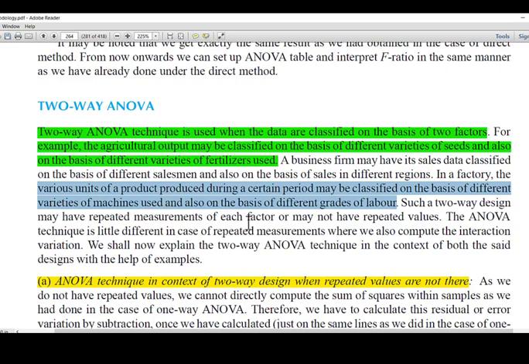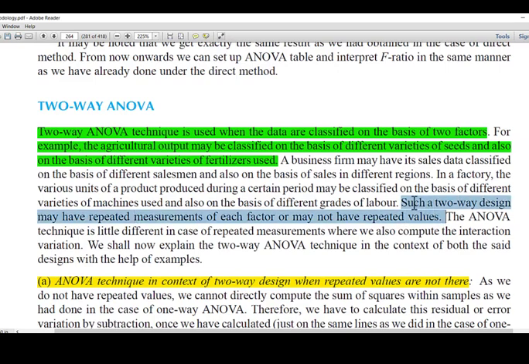Such a two-way design may have repeated measurements of each factor or may not have repeated values. We have two different procedures for this, when there are repeated values and when there are no repeated values. The ANOVA technique is a little different in case of repeated measurements, where we also compute the interaction variation.